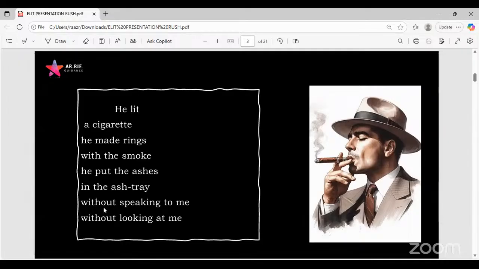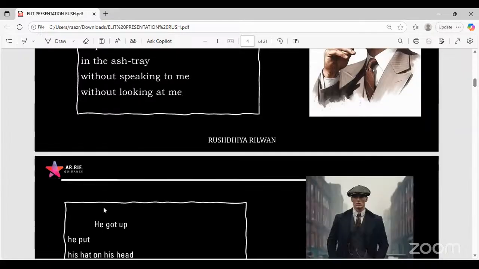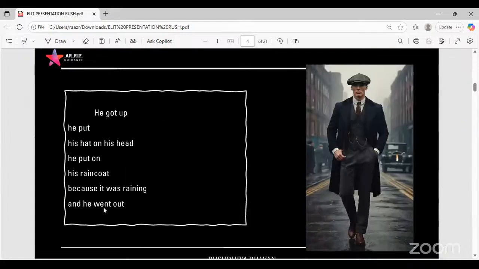Okay, so now let's look at the other lines. Okay, so you all understood, right? Okay, we are going to move to the next, the third stanza. Okay, can you see the picture clearly? Okay, guys, now the third stanza.